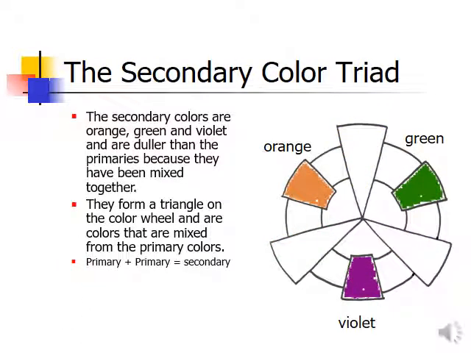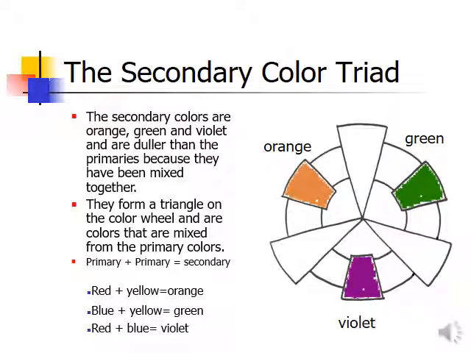Now we will talk about the secondary colors triad. The secondary colors are orange, green, and violet, and are duller than the primaries because they have been mixed together. They form a triangle on the color wheel and are colors that are mixed from the primary colors. So primary plus primary equals secondary. Red plus yellow equals orange. Blue plus yellow equals green. Red plus blue equals violet.